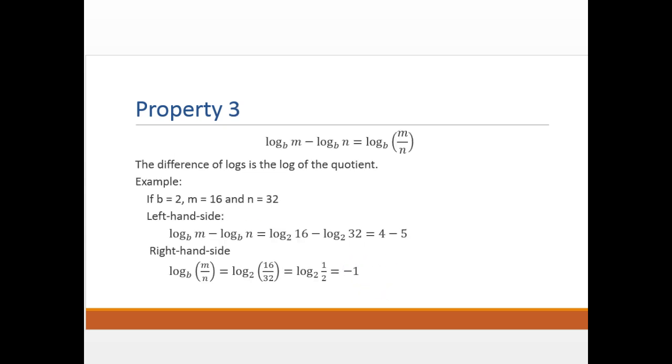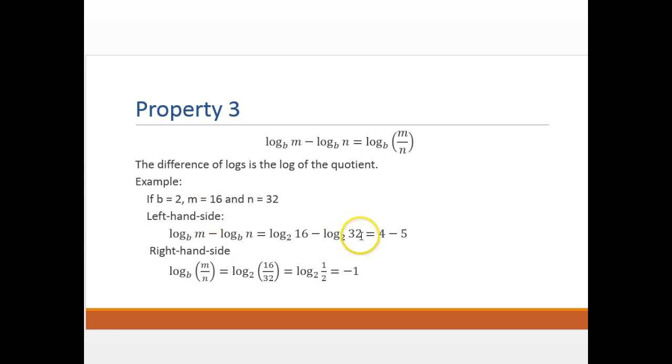Similarly, I have what's called the difference of logs. Log base b of m minus log base b of n is equal to log base b of m over n. So the difference of logs is the log of the quotient. Again, I'll use b is 2, m is 16, and n is 32.